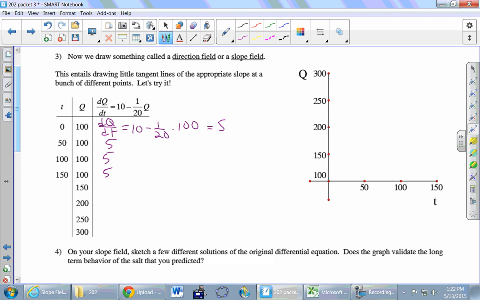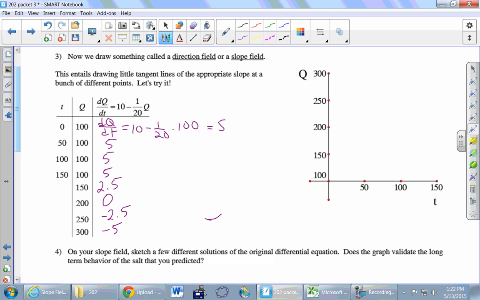I left the t's blank because we've discovered that they don't matter. If we plug 150 in for q, 2.5 is that one. If we plug 200 for q, that's a 0. 250 for q, negative 2.5. And then 300 for q, negative 5.